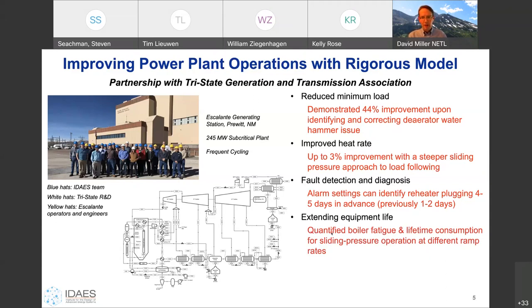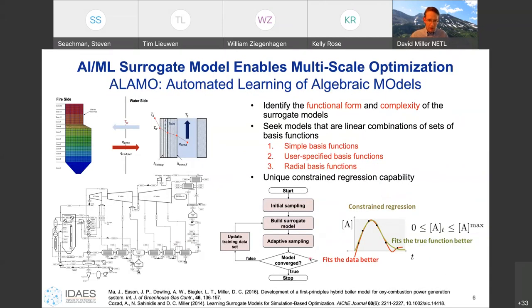So how were we able to build a model that was able to do this? One of the keys of this is using our AI ML surrogate modeling techniques to be able to bridge scales. And specifically what we used is a tool called Alamo. One of the key parts of modeling this overall process, which you see down here, is getting an adequate representation of the boiler. The boiler is located here, and an important aspect of the boiler is getting the radiation right inside of the boiler on the fire side. The way we formulated this is we used a very detailed model, but that detailed model was too detailed for being able to optimize across the whole process. And so using our AI tools, we were able to convert the fireside piece of this into an algebraic surrogate model that we could couple with an algebraic representation of the water side.